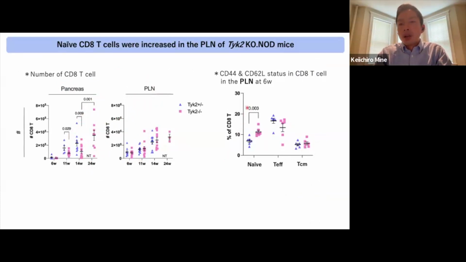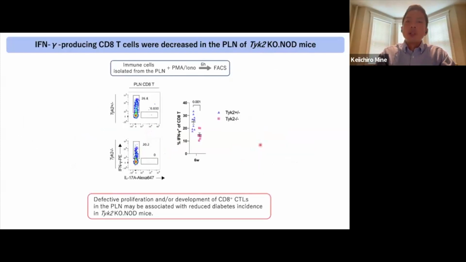We analyzed the phenotype of T cells and found that the naive CD8 T cells were increased in the pancreatic lymph node of TYK2 knockout NOD mice, but not in the pancreas. This was not observed in CD4 T cells. We further analyzed the phenotype of CD8 T cells in the pancreatic lymph node and found that interferon gamma producing CD8 T cells were decreased in the pancreatic lymph node of TYK2 knockout NOD mice. This reduction was not observed in CD4 T cells.